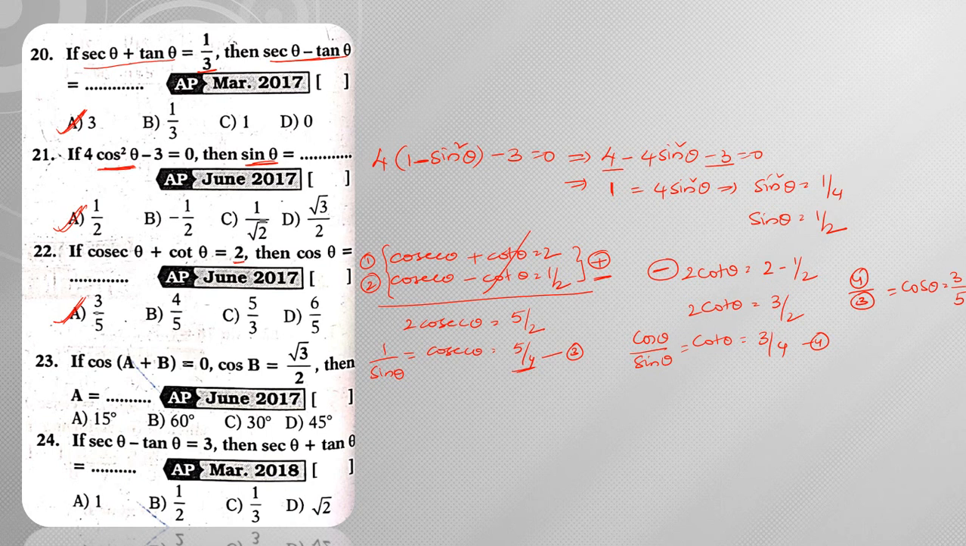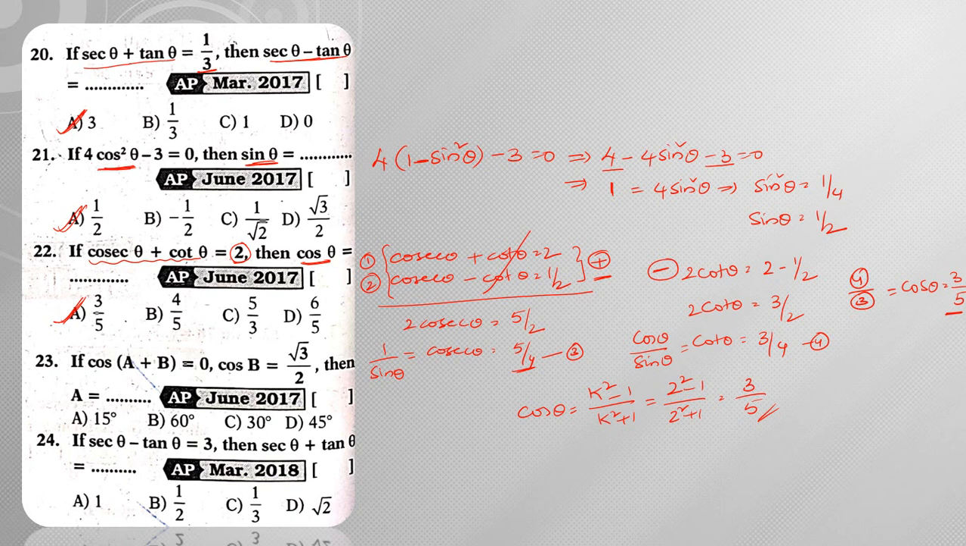Or simply, we can say it is nothing but k square minus 1 by k square plus 1. So the formula is cos theta is equal to k square minus 1 by k square plus 1, when cosecant theta plus cot theta or cosecant theta minus cot theta is given. Simply substitute the value here. k is equal to 2, so 2 square minus 1 by 2 square plus 1. 2 square is 4, 4 minus 1 is 3, by 5. That is nothing but the answer we obtained here. Hence the answer is 3 by 5.